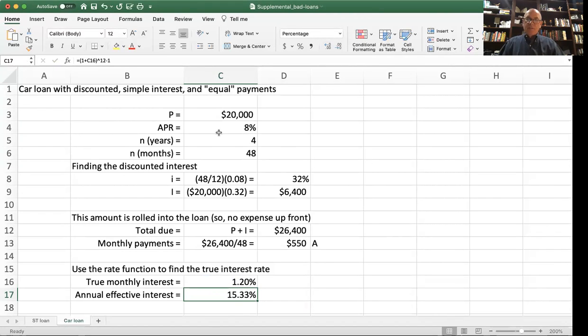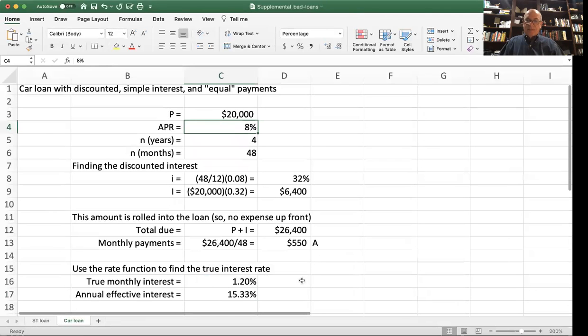So this loan that you're paying 8% for, because of the way they've structured this repayment, you're really paying 15.33% interest on this loan, almost double the rate that you were told you were paying. So that's obviously not something you really want to do.